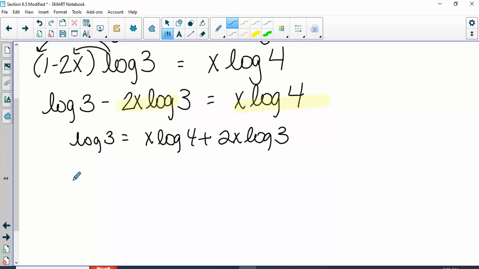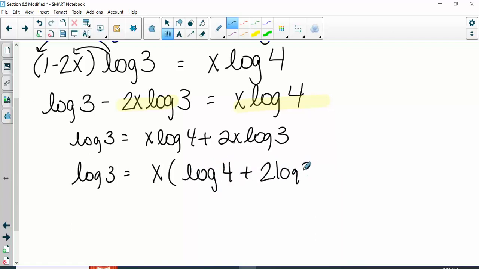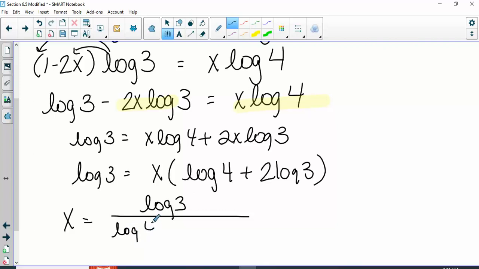What would you do now? GCF, we take out that x. And we have log 4 plus 2 log 3. So if I ask for the exact answer, that's the log 3 divided by log 4 plus 2 log 3.